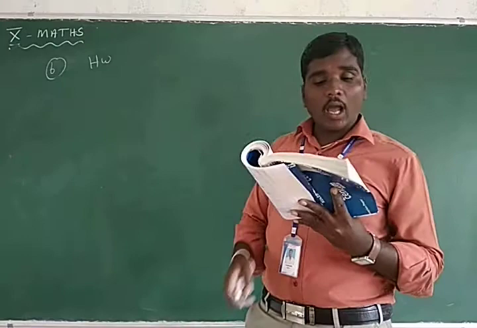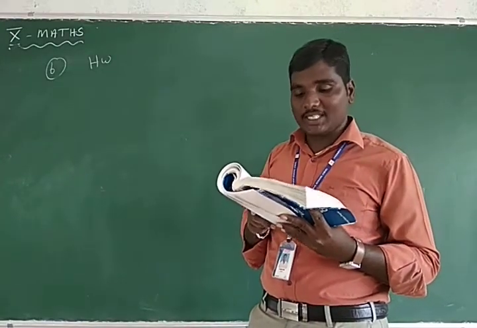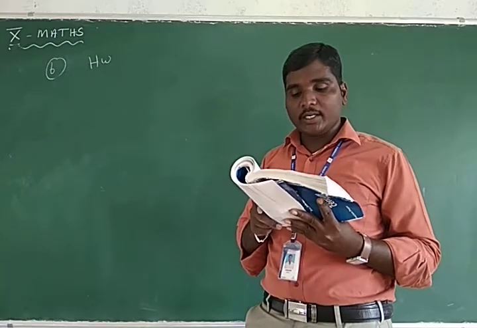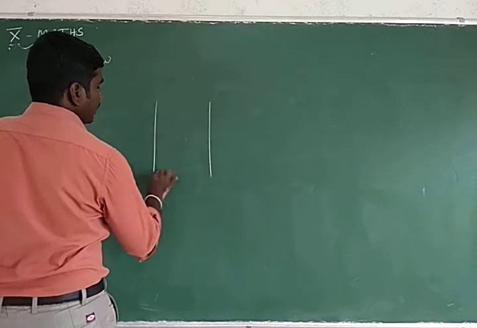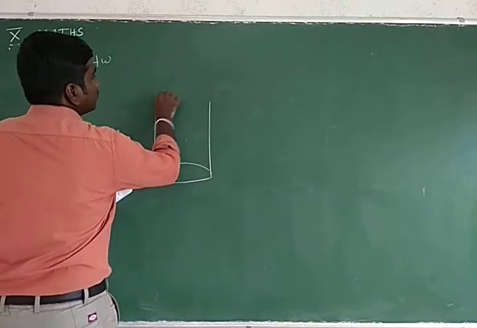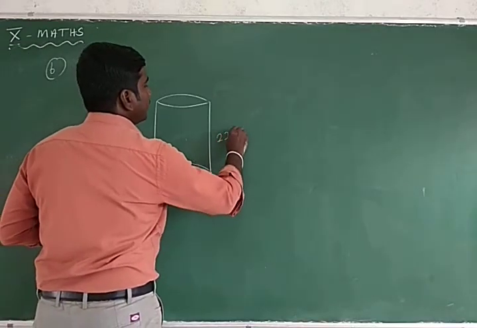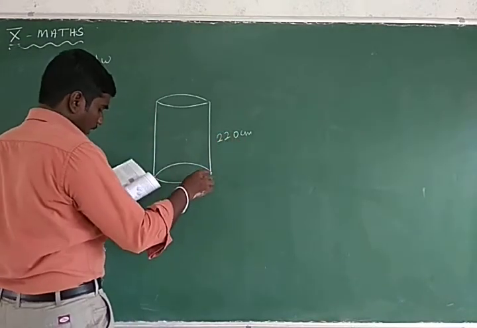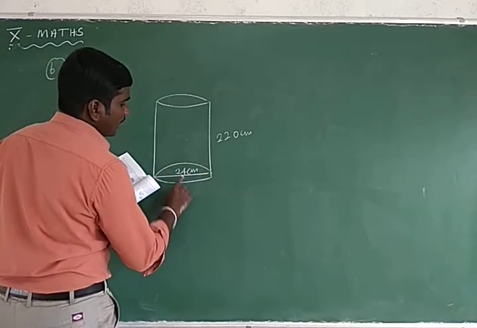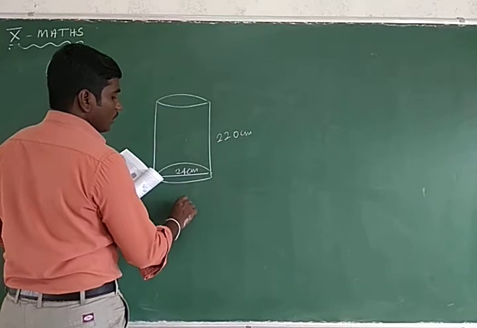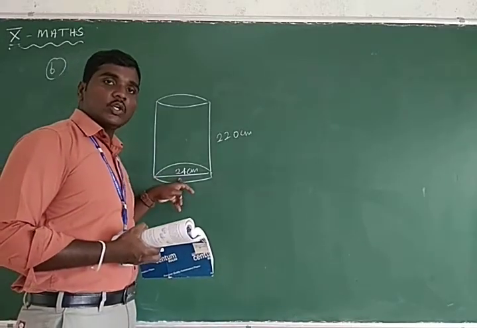A solid iron pole consists of a cylinder of height 220 cm and base diameter 24 cm. One iron pole is there, that is like a cylinder. The height is 220 cm, diameter is equal to 24 cm. So what about the radius of this cylinder? Radius is equal to 12 cm.